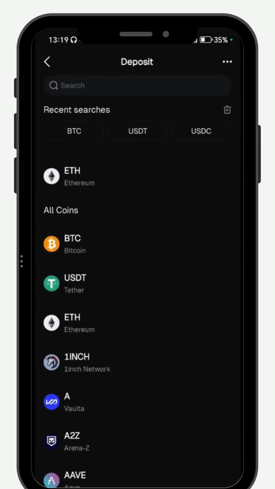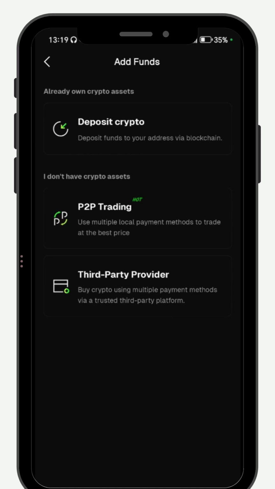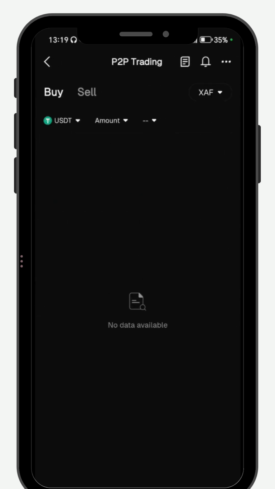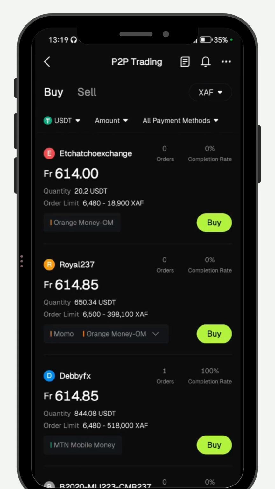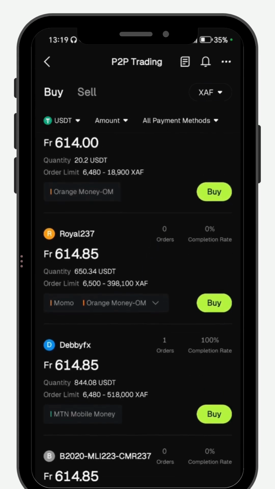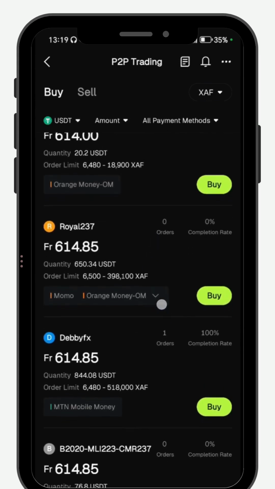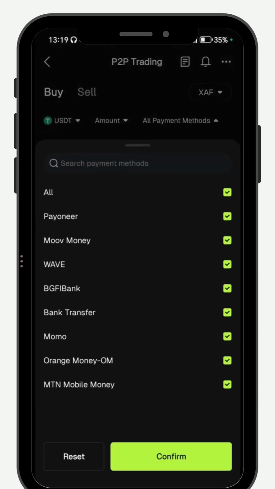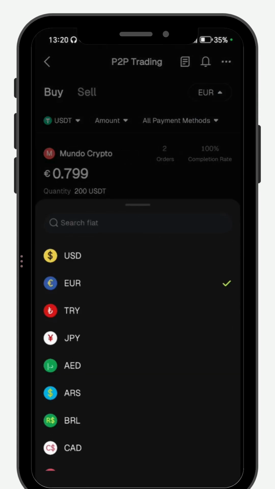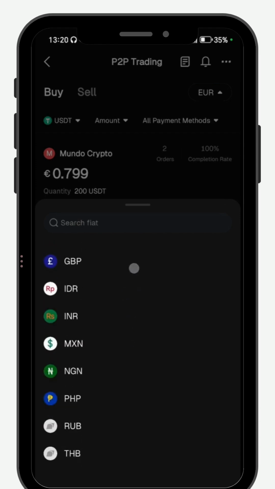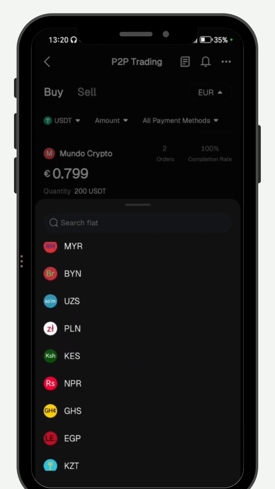Let's go to the next one, which is P2P trading. If you want to get money into your account, you can do P2P trading. You can trade wherever you are. You can buy or sell. You can see the different sellers or merchants that are available here. You can choose the currency that you want to trade. In this case, I have CFA. You can even choose Euro, USD, JPY. There are many currencies here that you can trade on Bitunix.